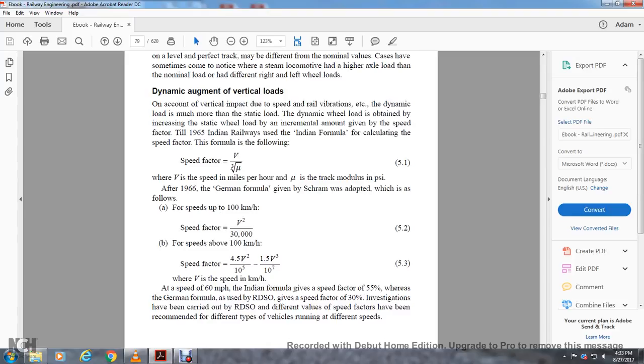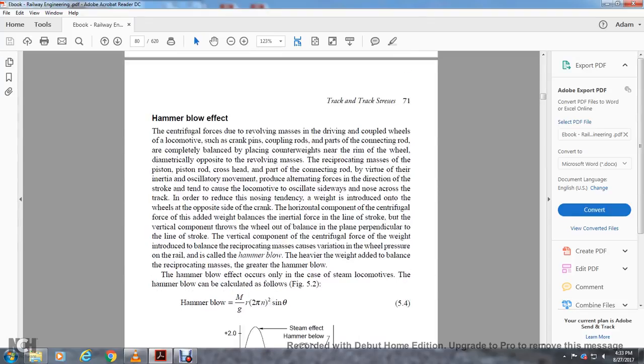Investigation, research, design, system organization: different values of the speed factor have been recommended for different types of vehicles running at different speeds. First, the hammer blow effect. The centrifugal force is due to the revolving mass of the driving and coupled wheels of the locomotive.